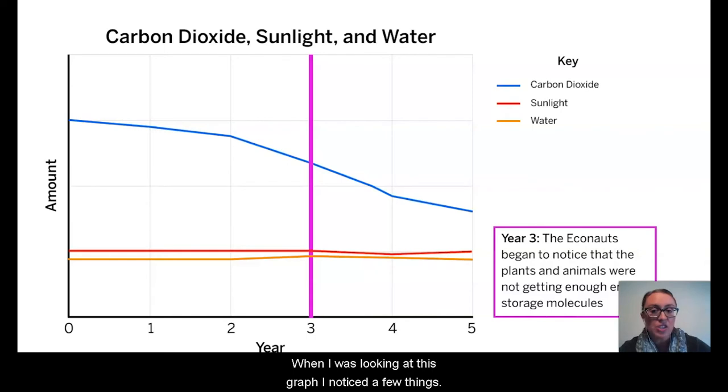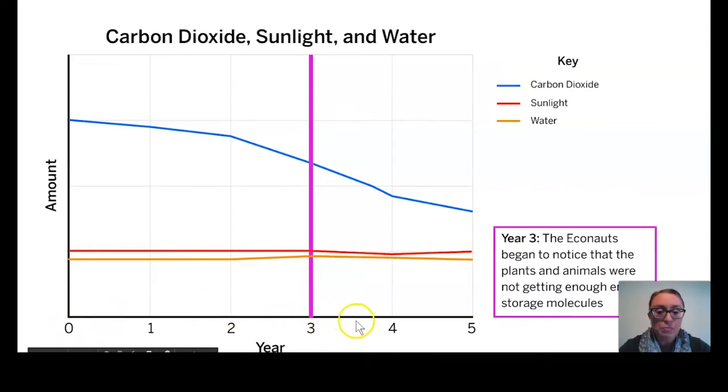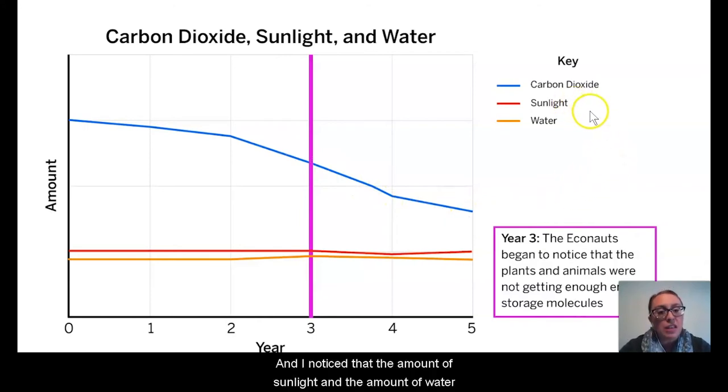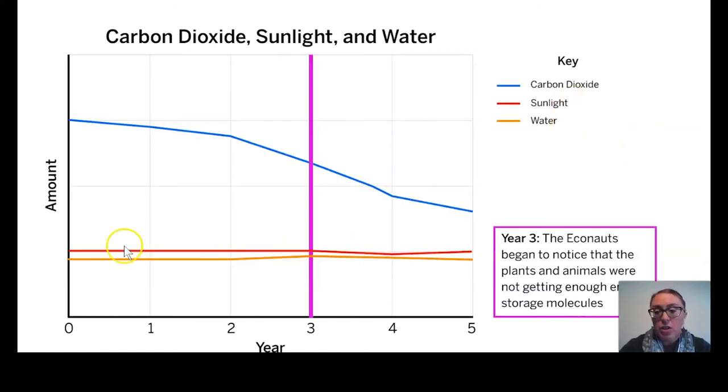When I was looking at this graph, I noticed a few things. I noticed that the amount of carbon dioxide over time was decreasing, was going down. And I noticed that the amount of sunlight and the amount of water was remaining fairly consistent over time, because that line really wasn't increasing by much, going up, really wasn't decreasing by much, going down. It was pretty much staying flat and staying constant.